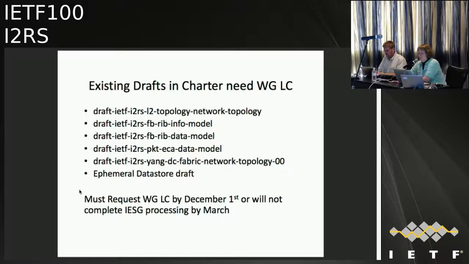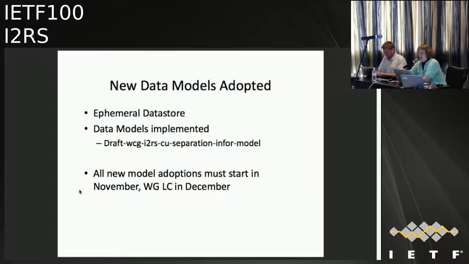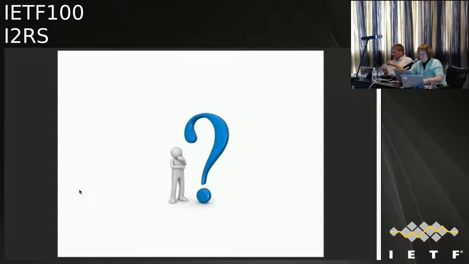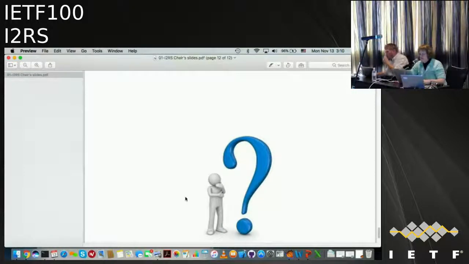But we have to go through the ephemeral data store. So there are two models that we're going to discuss here. One is an ephemeral data store, and one is a CU separation with an info model that a couple of service providers, one has implemented and two are working on. And I'm just going to say this one more time: anything we adopt now must be ready to roll and discuss shortly so that we can start adoptions and working group last calls within a month. Okay, so that's the chair slides.